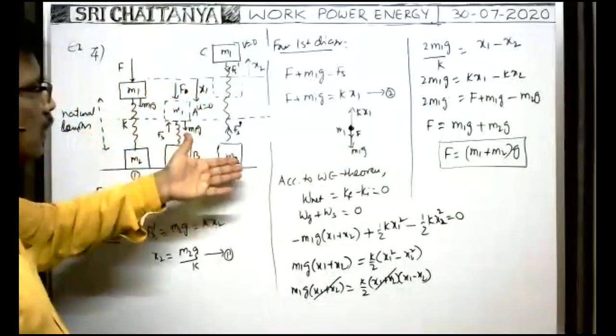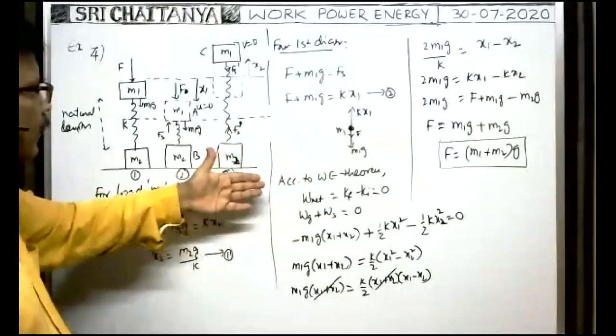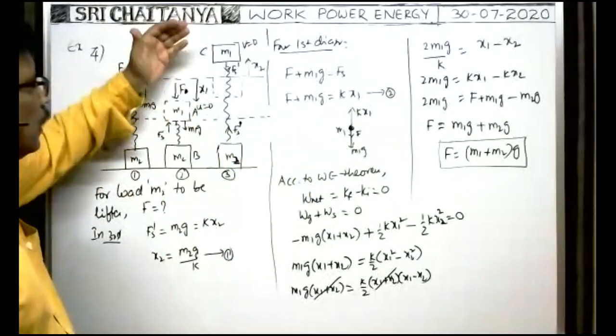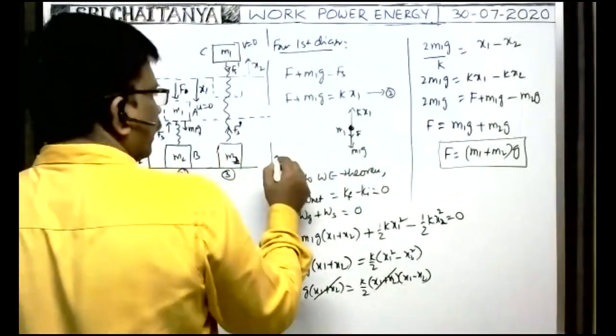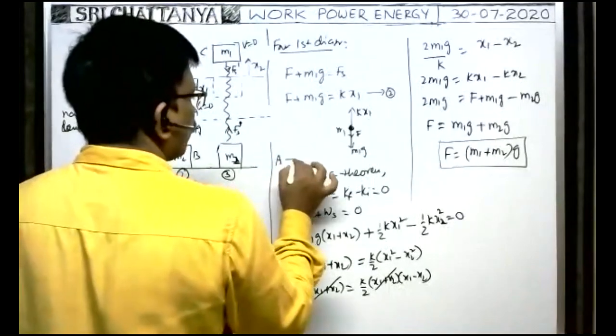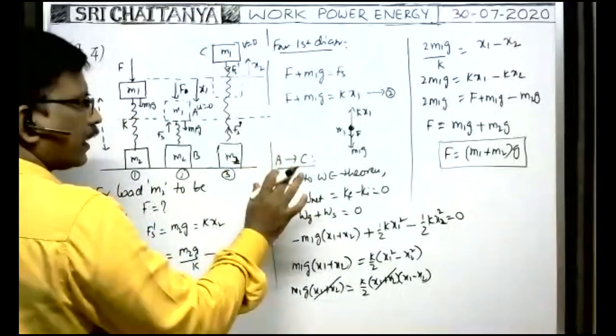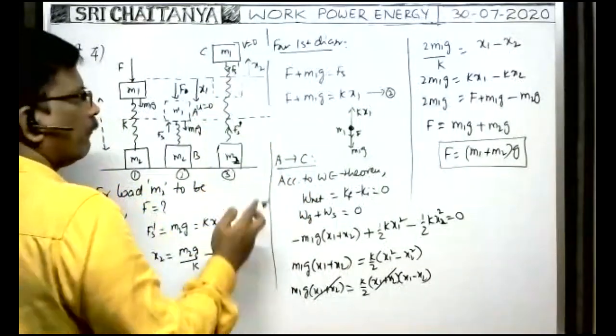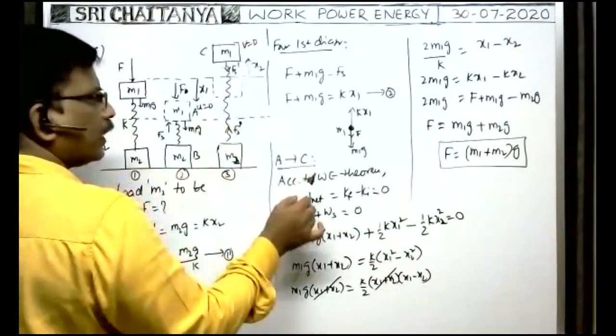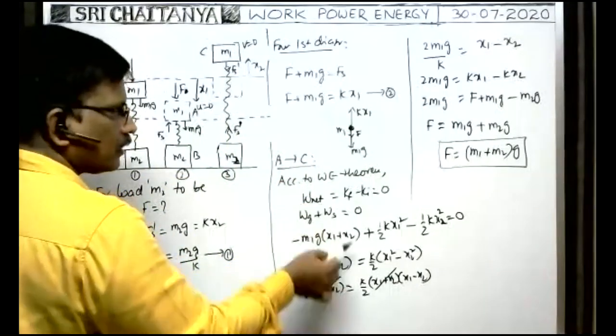So in this case, what is the work done? According to the work energy theorem, I calculated from this position A to C. When the block travels from A to C, I applied the work energy theorem. According to the work energy theorem, I got.